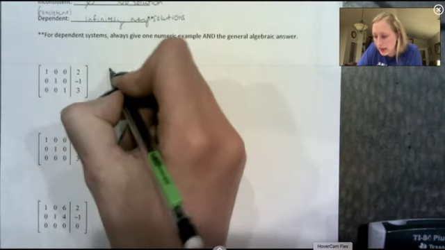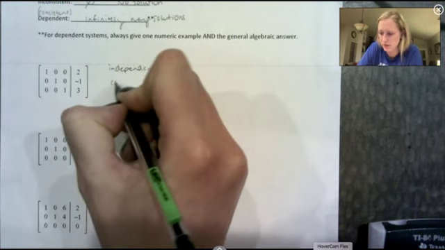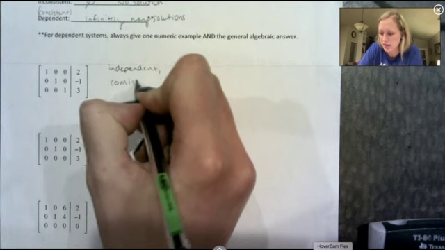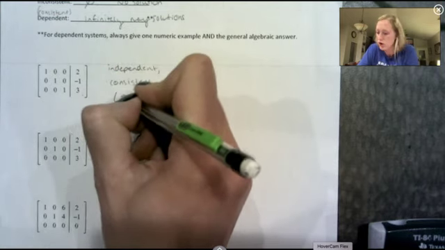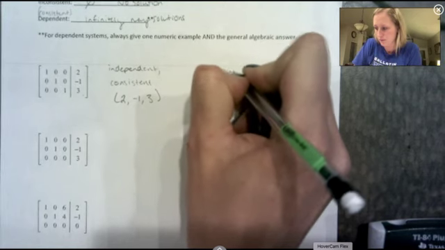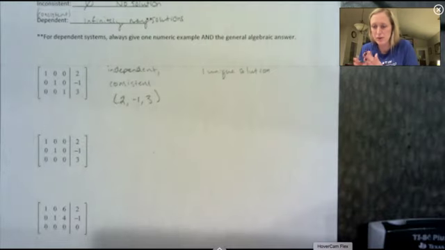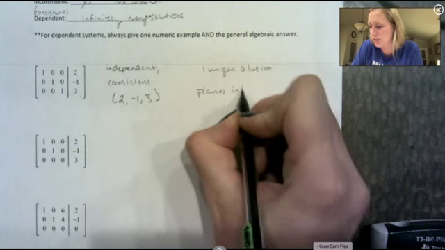So this is independent and consistent, because this looks just like our other ones where I have 1x equals 2, 1y equals -1, 1z equals 3. So my solution is an ordered triple, (2, -1, 3). Okay, so it's one unique solution. And these are planes, remember, x, y, and z. So the planes intersect at a single point.